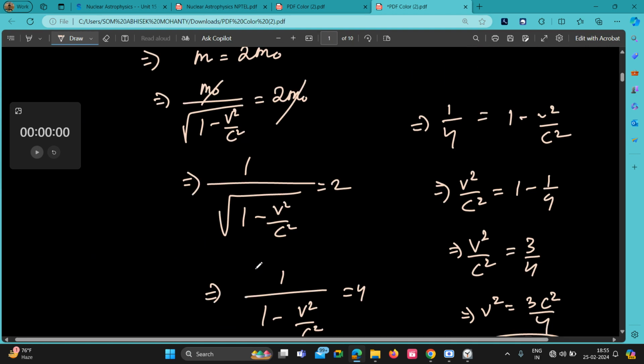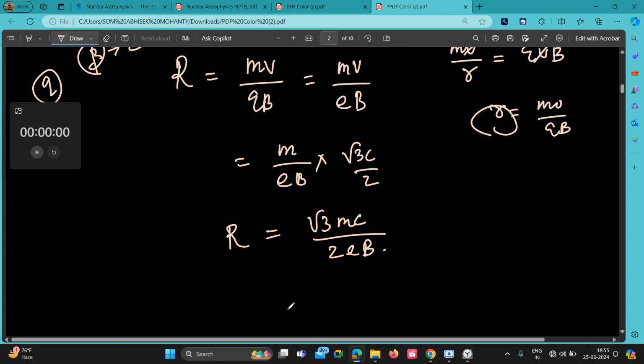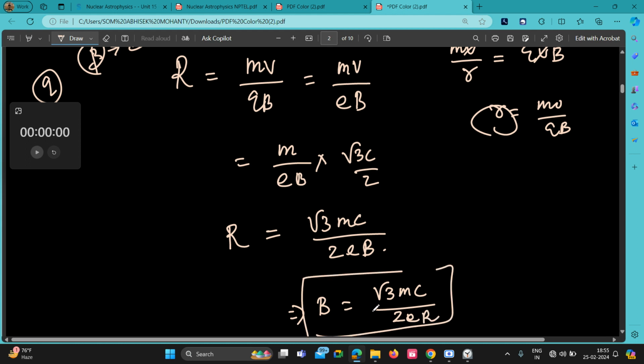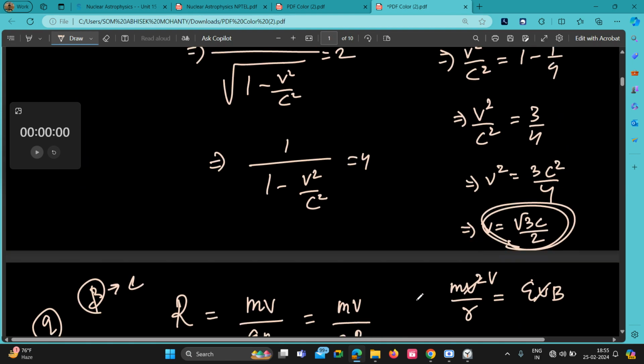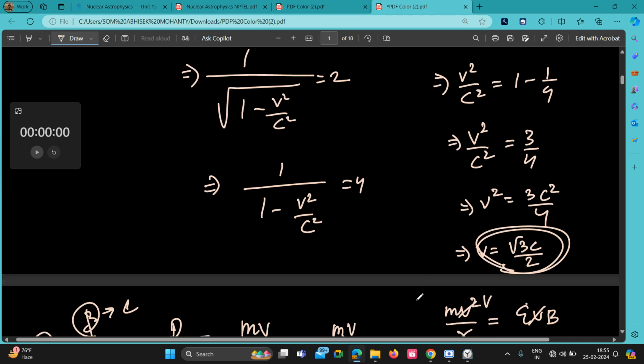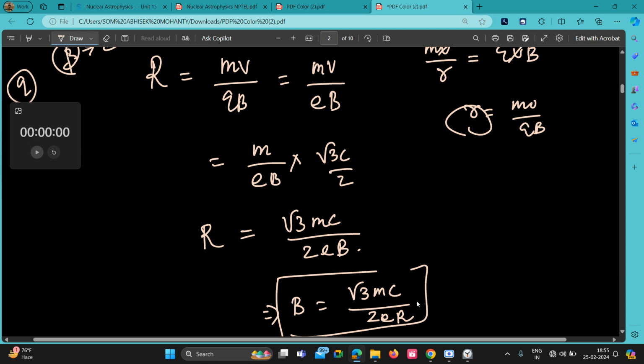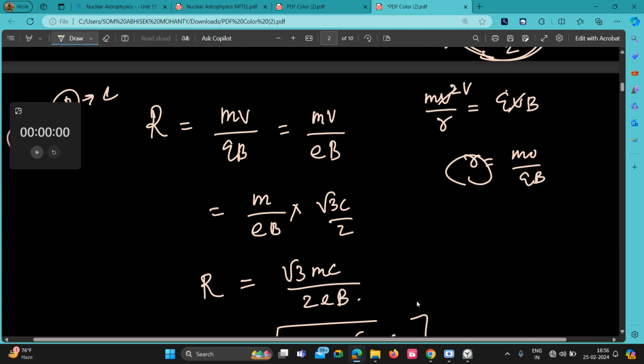But is R asked, or which one is asked in this question? Field is given by. So we have to find B, right? So take B to this side. Root 3 mc divided by 2eR. That is the answer. So if you see, did I do any mistake? Okay, I got it.